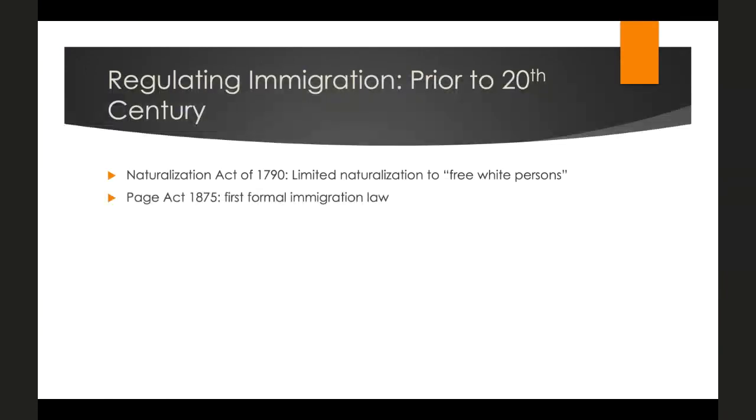The first formal immigration law was the Page Act of 1875, named after its sponsor, Horace Page, a representative in the House of Representatives. This established a series of qualitative restrictions based on what were deemed to be undesirable immigrants, and it was specifically targeted at Chinese laborers. Horace Page introduced the bill to, quote, end the danger of cheap Chinese labor and immoral Chinese women.